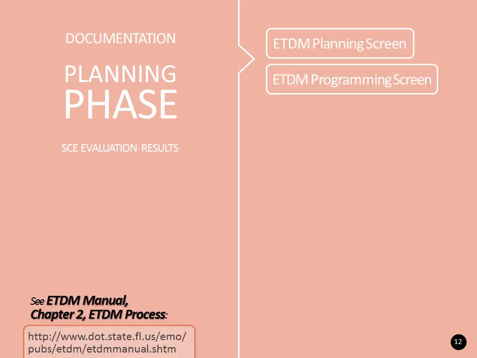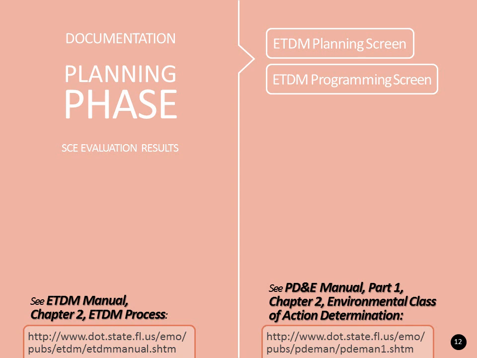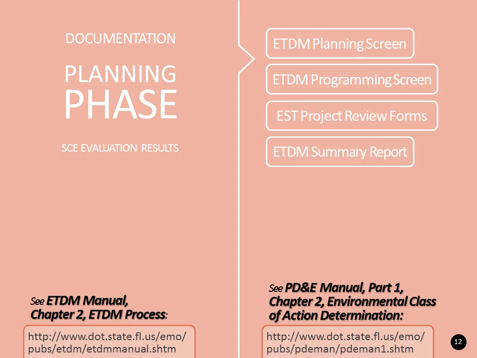You can learn more about the types of projects that qualify as ETDM projects in Chapter 2 of the ETDM Manual and Part 1, Chapter 2 of the PD&E Manual. These projects are documented online using the environmental screening tool Project Forms. This documentation is then used to prepare the project ETDM summary report.